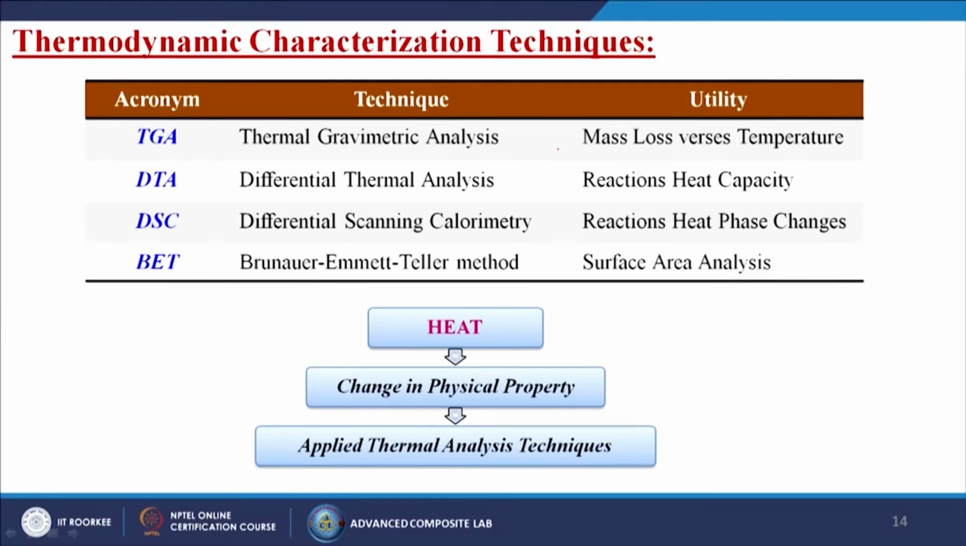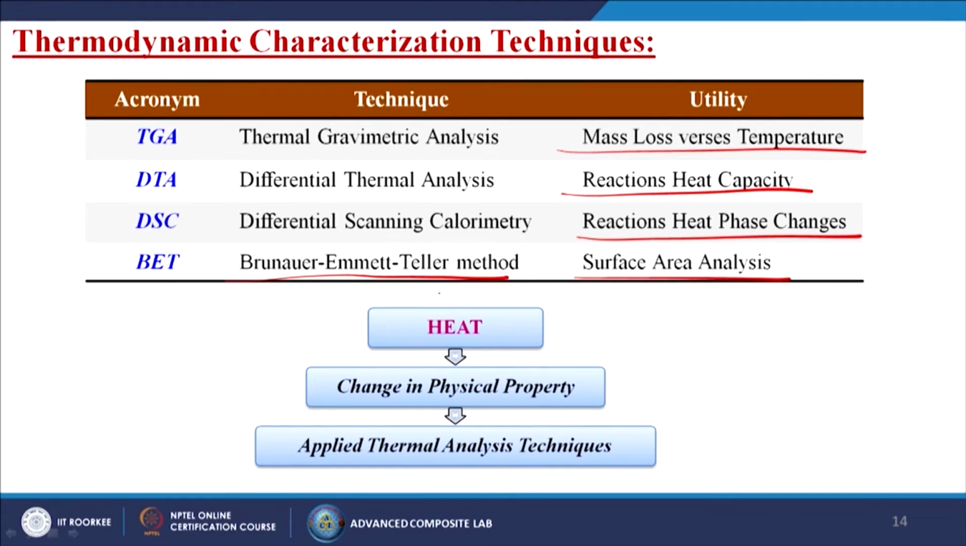Now, we are going to discuss the thermodynamic characterization techniques. Of course, there are some other sub-techniques of this particular group. What are those? The first one is called TGA, the full form is thermogravimetric analysis. Mass loss versus temperature is generally what we get. Next one is DTA, differential thermal analysis, where we get the reaction heat capacity. Next one is DSC, differential scanning calorimetry, where we generally get reaction heat and phase changes. The last one is BET, the Brunauer-Emmett-Teller method, where we generally do surface area analysis.